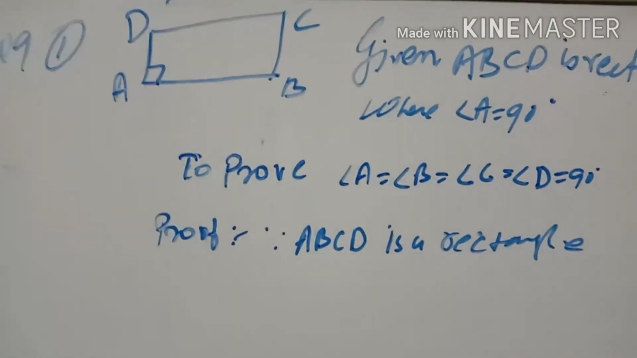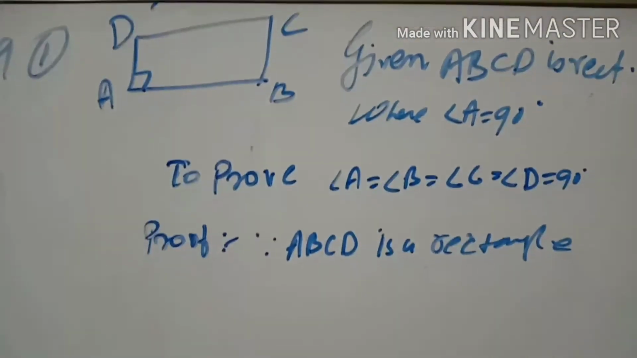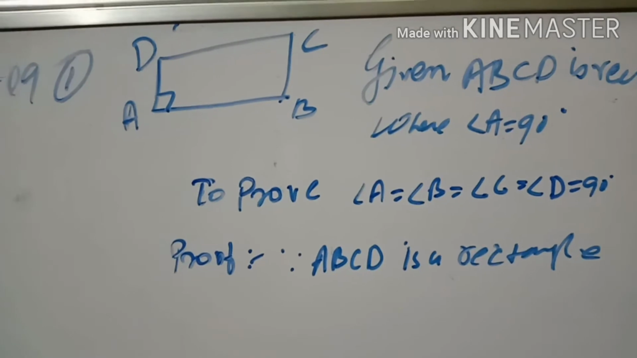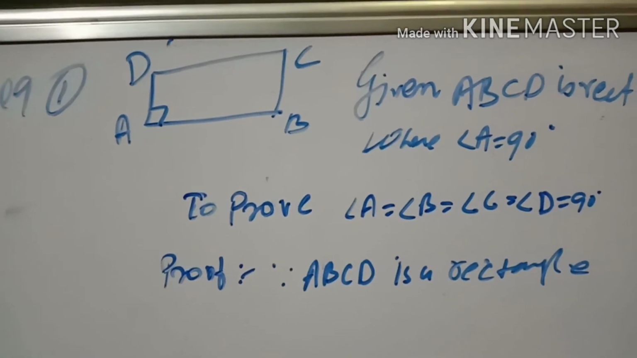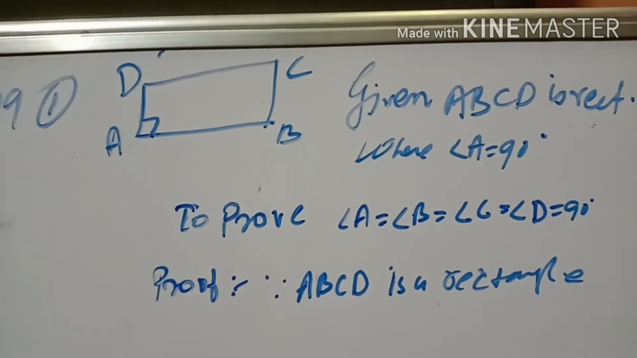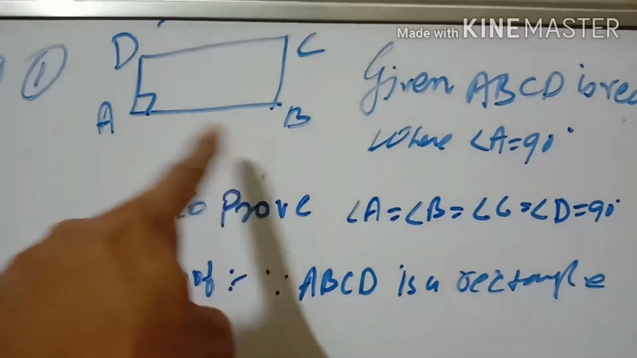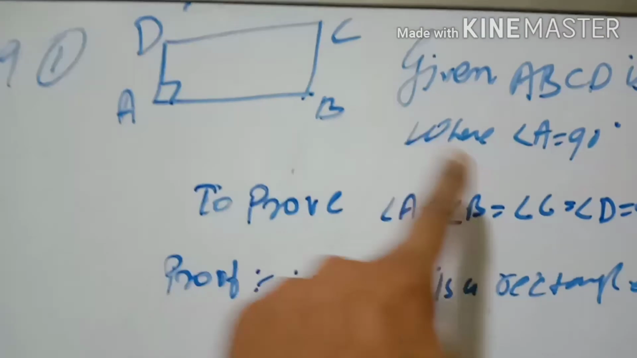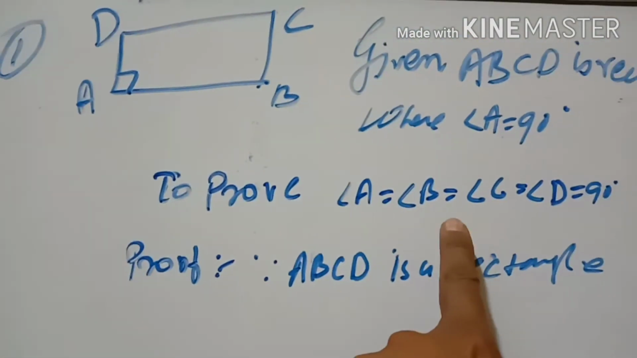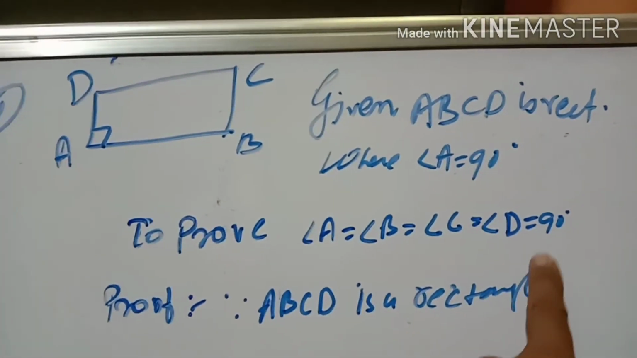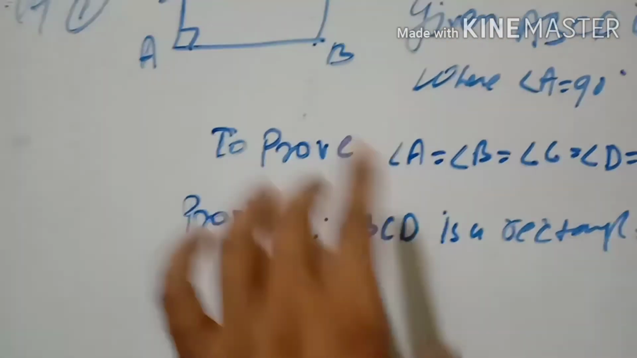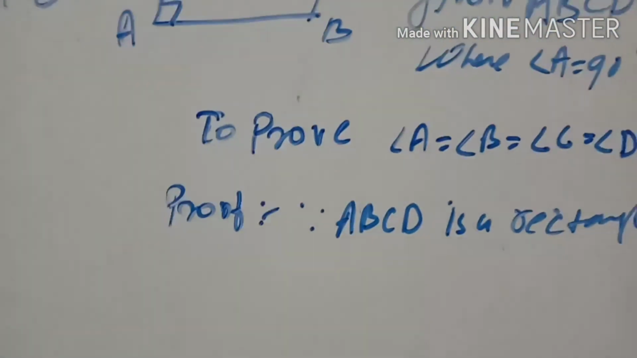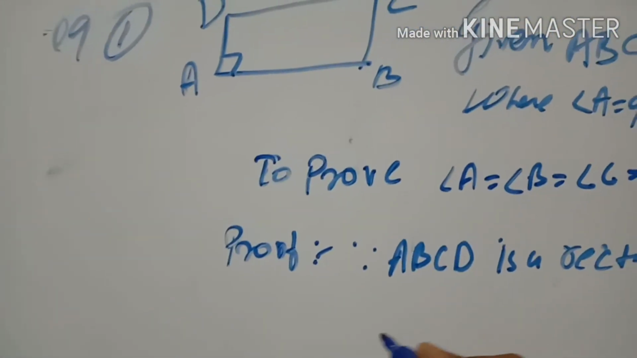First, we have to prove that ABCD is a rectangle. It is given ABCD is a rectangle. Prove that each angle of a rectangle is 90 degrees. Okay, as we know, it is given ABCD is a rectangle. Therefore, angle A is given 90 degrees. To prove: angle A equals angle B equals angle C equals angle D equals 90 degrees. Proof: as we know, ABCD is a rectangle. Therefore, it will be what? It will be a parallelogram also.